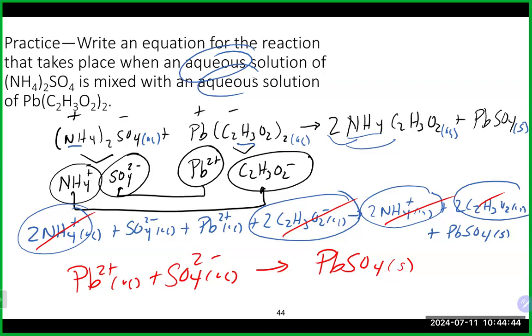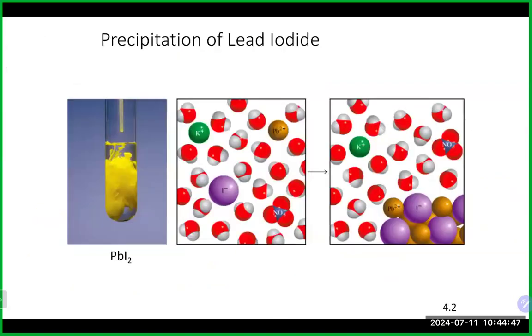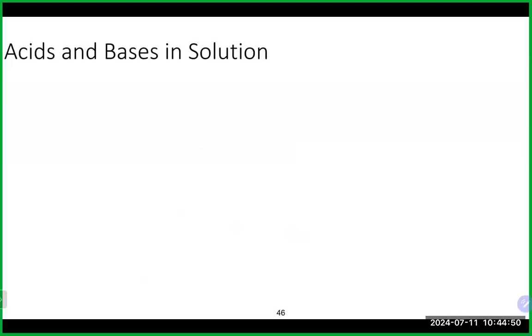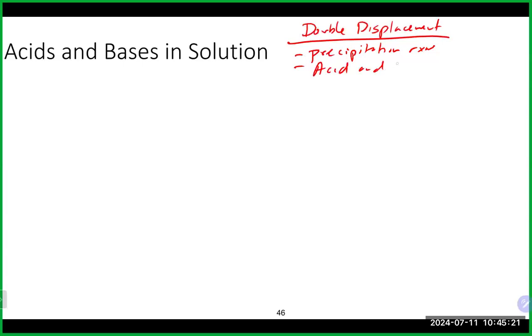Okay. All right, so let's talk a little bit about acids and bases. As I mentioned before, what we've been talking about up until this point is the big classification of double displacement reactions, which, as we just saw in a lot of those examples, has a more specific classification called a precipitation reaction. Another specific classification that falls under double displacement is an acid and base reaction.